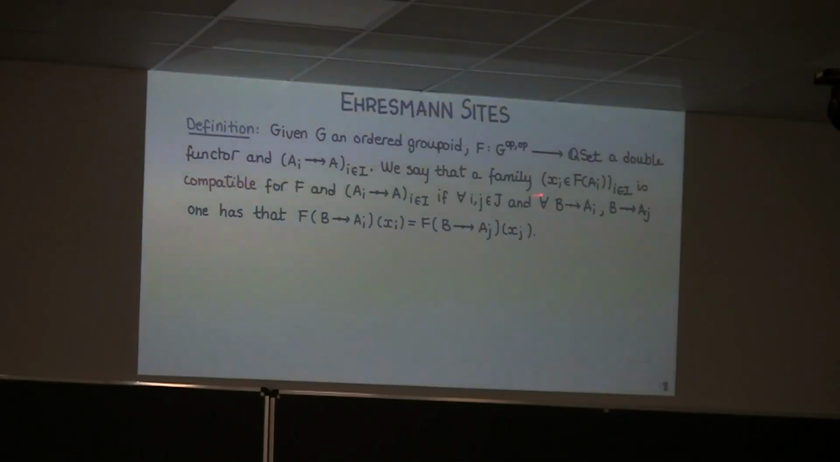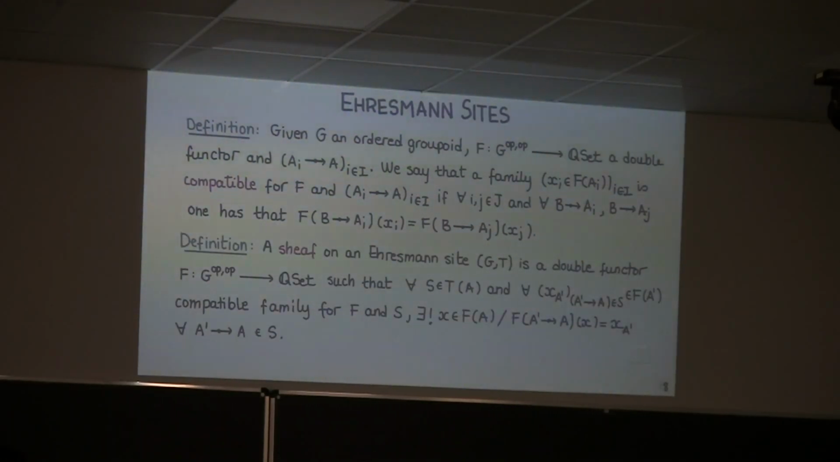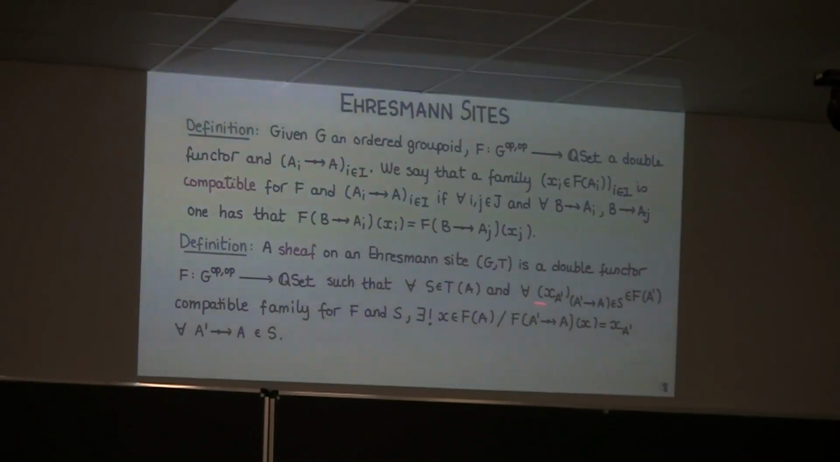Then we say that the family of elements in F of A_i are compatible for this double functor and this family, if in the case that I have a B on top of two of those, then X_i gets sent to the same place as X_j. Okay? And now we can define sheaves like this. They are double functors such that for every covering sieve and every compatible family of that covering sieve, there exists a unique gluing. Okay?